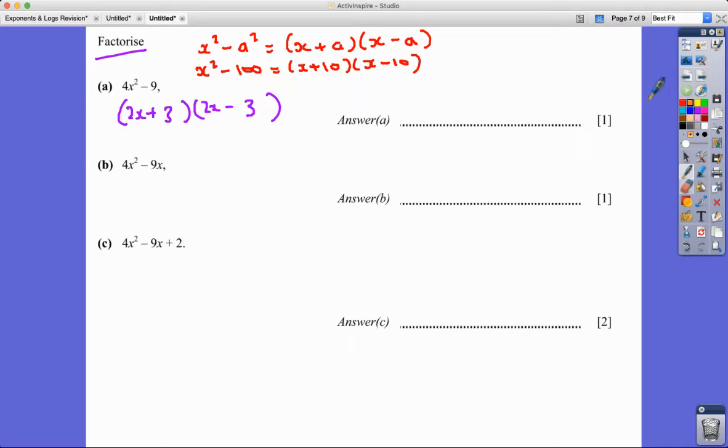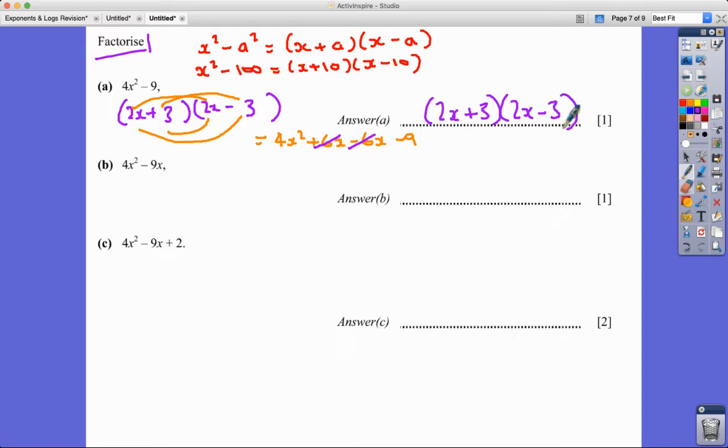Now, if you want to just check it for yourself, if we times this together, we get 4x squared. If we times this together, we get minus 9. But if we times 2x and 3 together, we get 6x positive. And if we times minus 3 and 2x together, we get negative 6x. Those 2 things are going to actually cancel each other out. If I write it out, 4x squared plus 6x minus 6x minus 9, and they cancel. So what we end up with is the 4x squared minus 9. Remember, factorizing means put brackets in. So the answer, 2x plus 3, 2x minus 3, through the difference of 2 squares method.